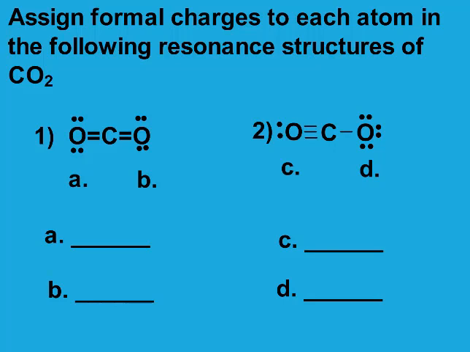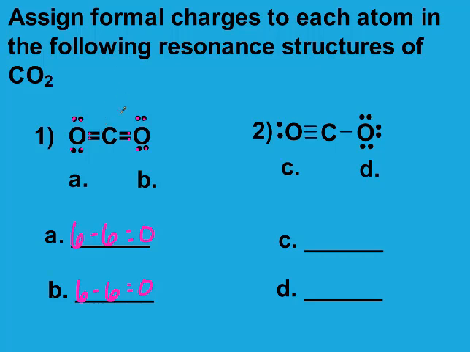Go ahead and pause the video and figure out your formal charges for A, B, C, and D, and then which structure would be the better structure based on those formal charges. For A, you should have had oxygen came in with 6. It still has 6. 1, 2, 3, 4, 5, 6. So it has a formal charge of 0. And then B came in with 6. And it has 1, 2, 3, 4, 5, 6. So formal charge of 0.